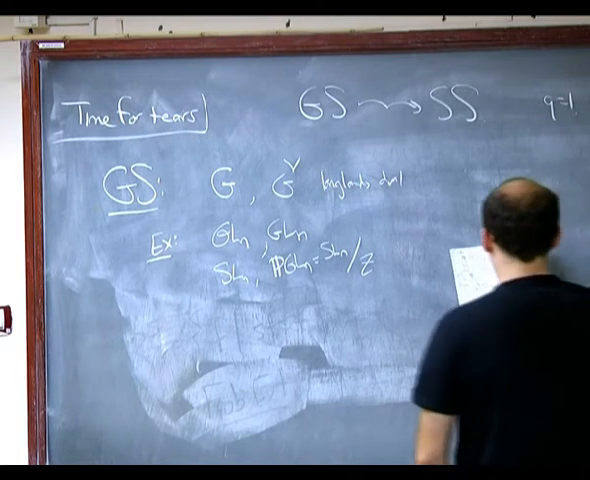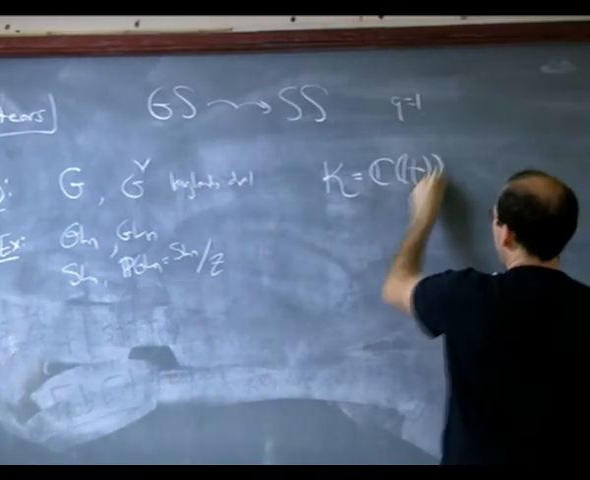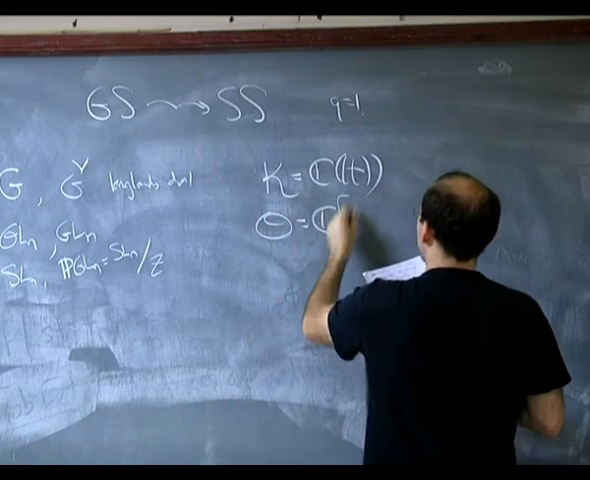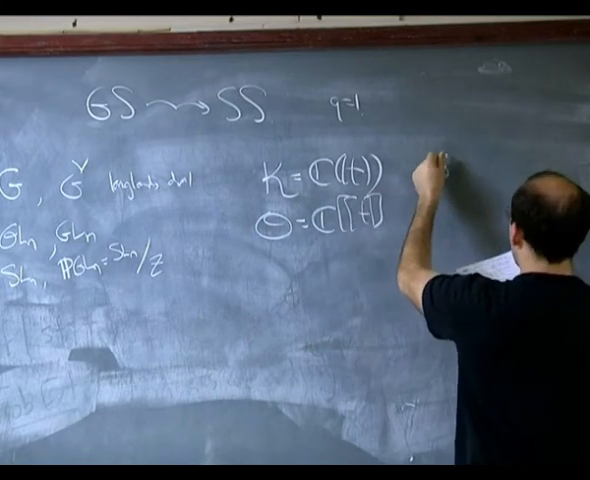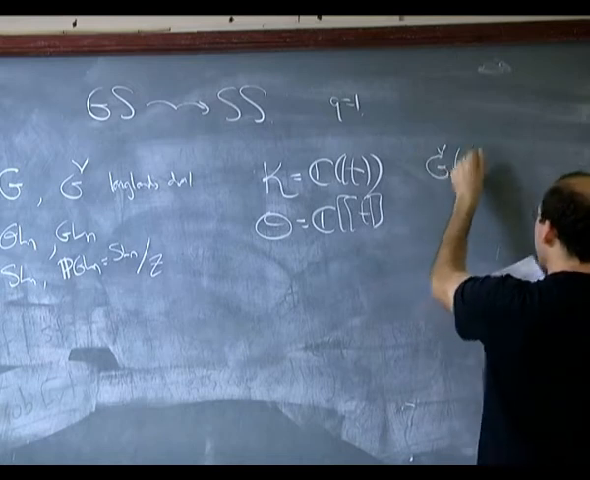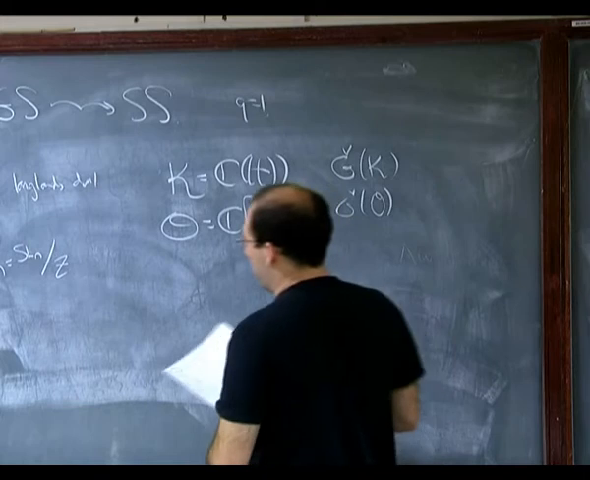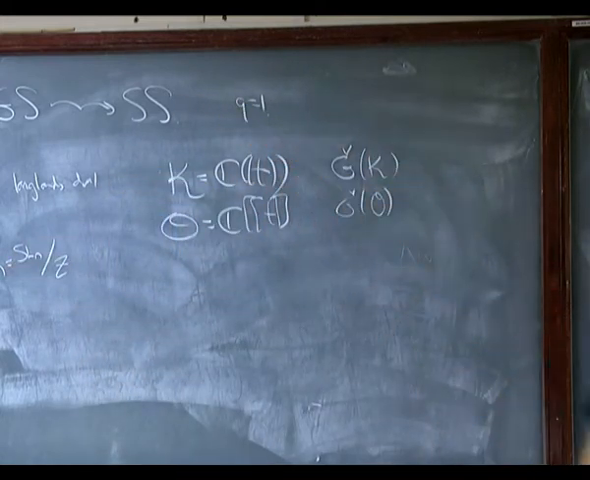Okay? And we let K be the Laurent power series, and we let O be just plain old power series. And so you can talk about, say, Ĝ(K), or Ĝ(O), which for GL_n, for instance, would be matrices with values which are power series.